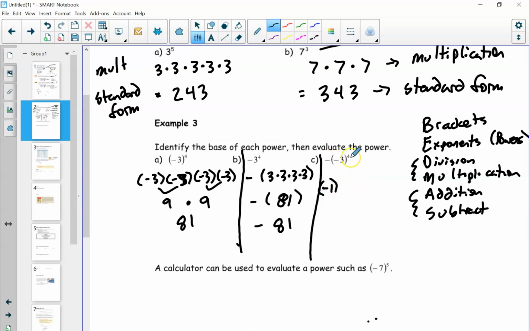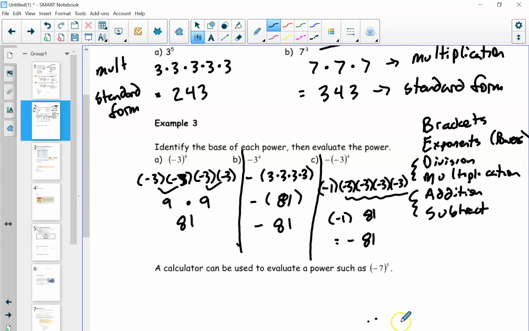Then what we've got here is the negative 3 inside brackets. The 4, the power, is just touching the bracket, so we have to multiply whatever is inside the bracket 4 times. So in this case, it looks a little bit like the first one we did, where it's all these negative 3's multiplied together. Well, we know that when we multiplied all these negative 3's together, this equaled 81. But we also know that there's a negative 1 on the outside that we haven't touched yet. So negative 1 times 81 is negative 81.